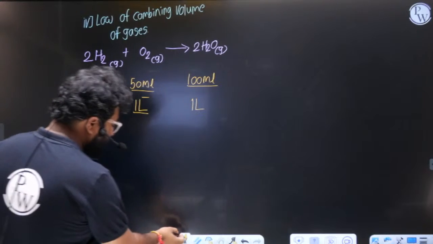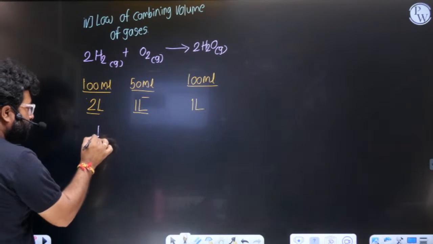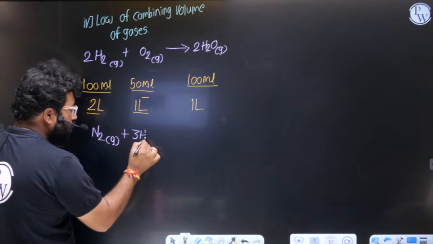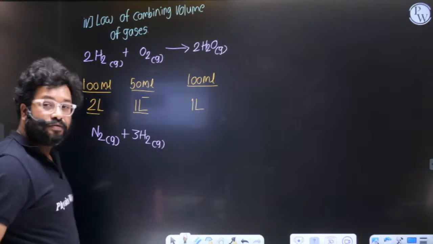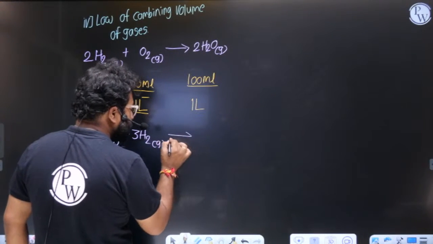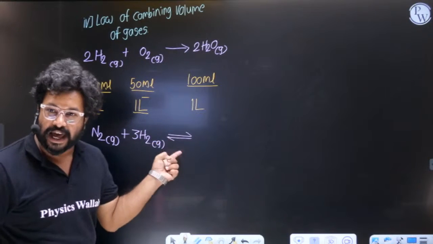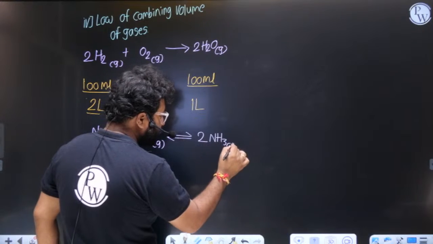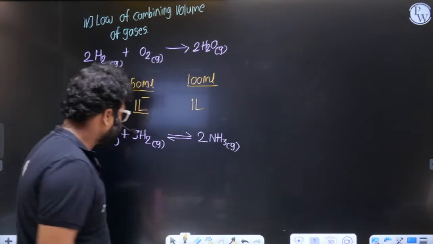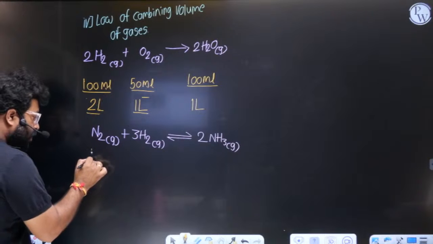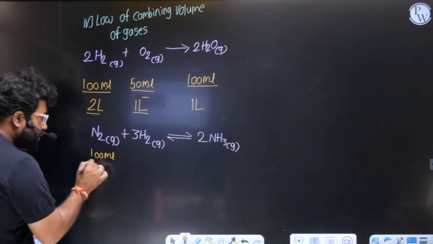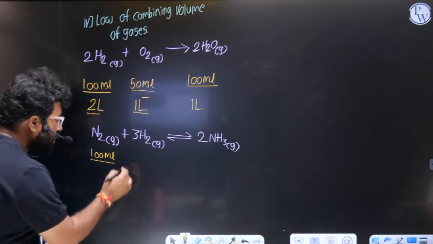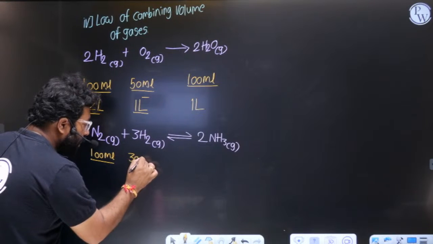I can give you one more example here. Let's take the example of formation of ammonia in Haber's process. So here 1 mole of nitrogen reacts with 3 moles of hydrogen gas, which gives us, now this is a reversible reaction, as you can see from this arrow, 2 moles of ammonia gas. Now here also, suppose you are starting with 100 ml of nitrogen gas, look at the stoichiometry ratio, 1:3. So if you take 100 ml of nitrogen, you're going to need 300 ml of hydrogen gas.